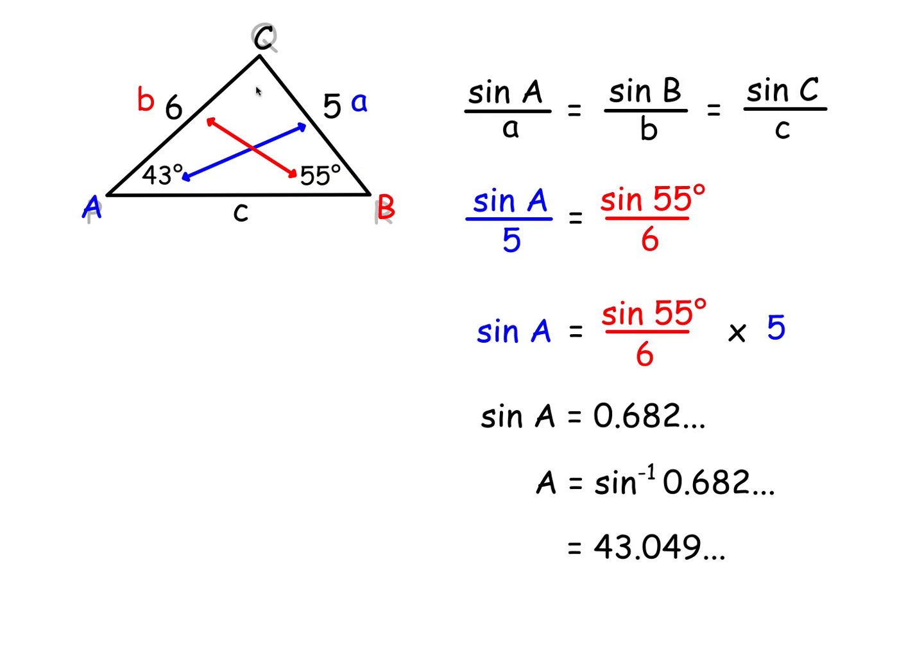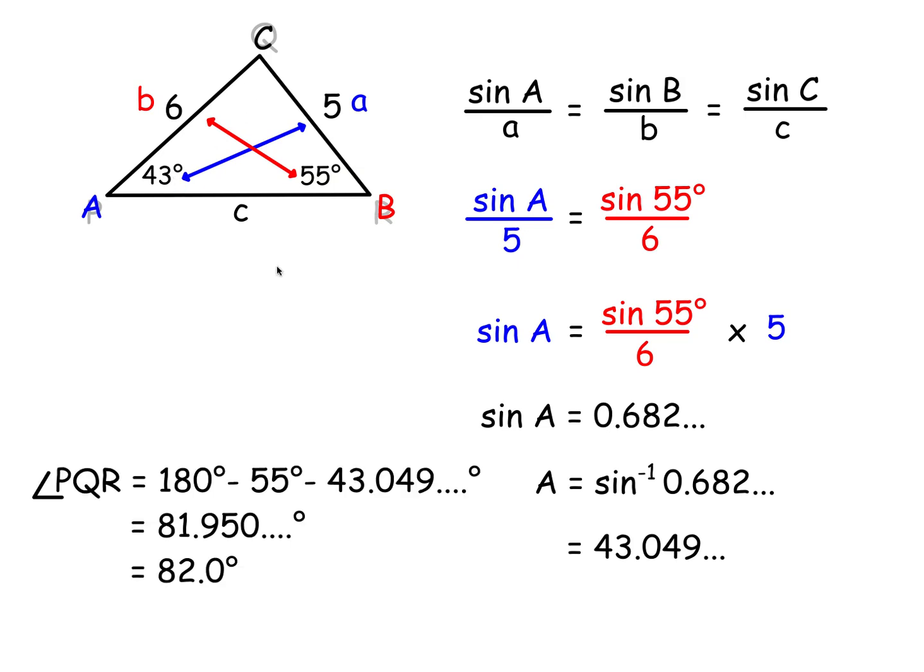43 and 55 and the missing angle have to make 180. So there's the unrounded answer, and there it is rounded off to 82.0 degrees. So the angle up here at Q was 82 degrees. So that's find an angle using the sine rule flipped upside down.